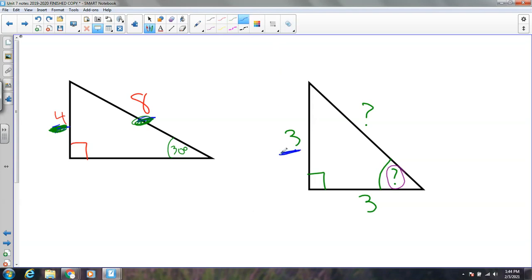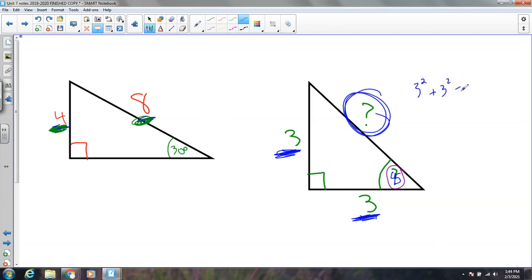Looking at this next one, I have two sides that are equal. I can actually do a couple different things here. This is an isosceles triangle. So I know that this angle, for it to be isosceles, has to be 45 degrees. That's the only way there's two equal sides like this. I could also find the hypotenuse here.